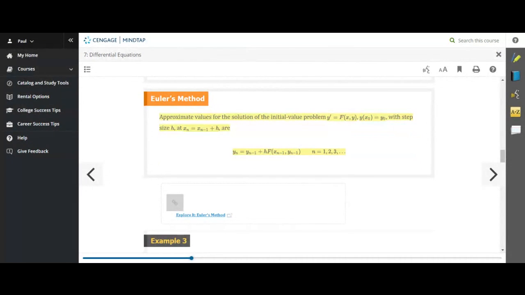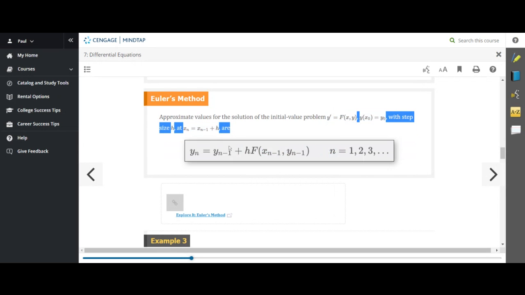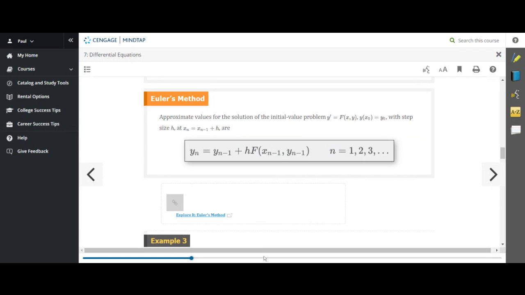Hold on, and then I'll do an example with you here. Hold on, I don't want that blue to show. Let's get the blue off. Okay, there we go. Euler's method says you can approximate values for the solution of an initial value problem using step size h, using this algorithm. But what you need is a concrete example. So let me show you a concrete example here.